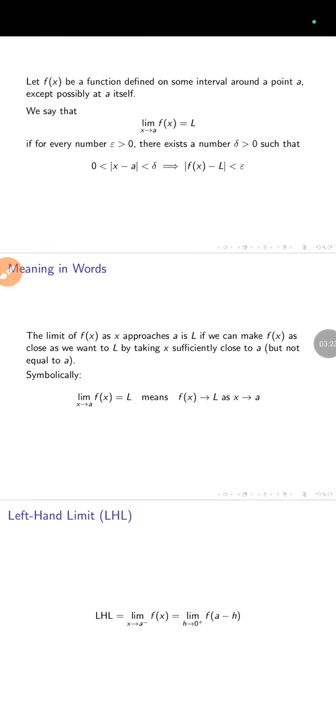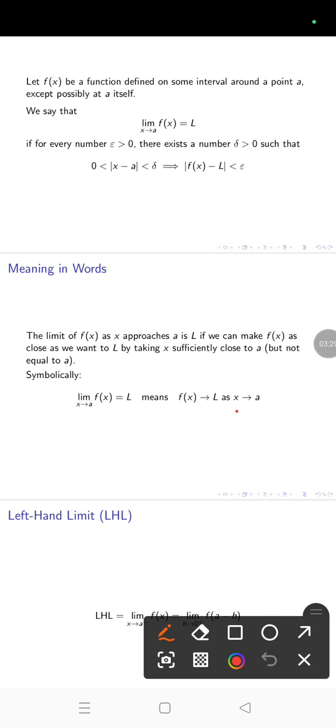The limit of f(x) equal to L as x tends to a means that when x approaches a, your f(x) approaches L. In other words, f(x) approaches L means the difference |f(x) - L| is less than epsilon. Epsilon is a positive number greater than 0, but it is very, very small.